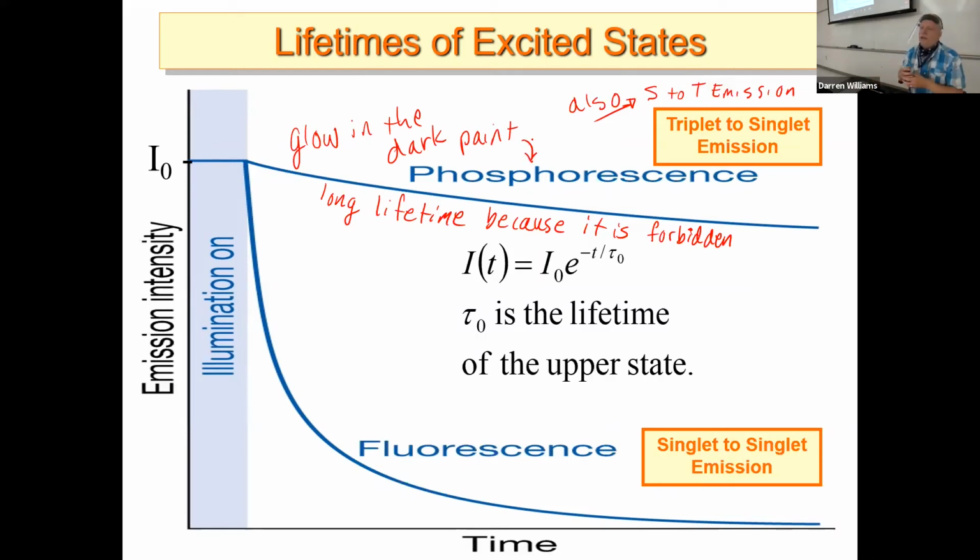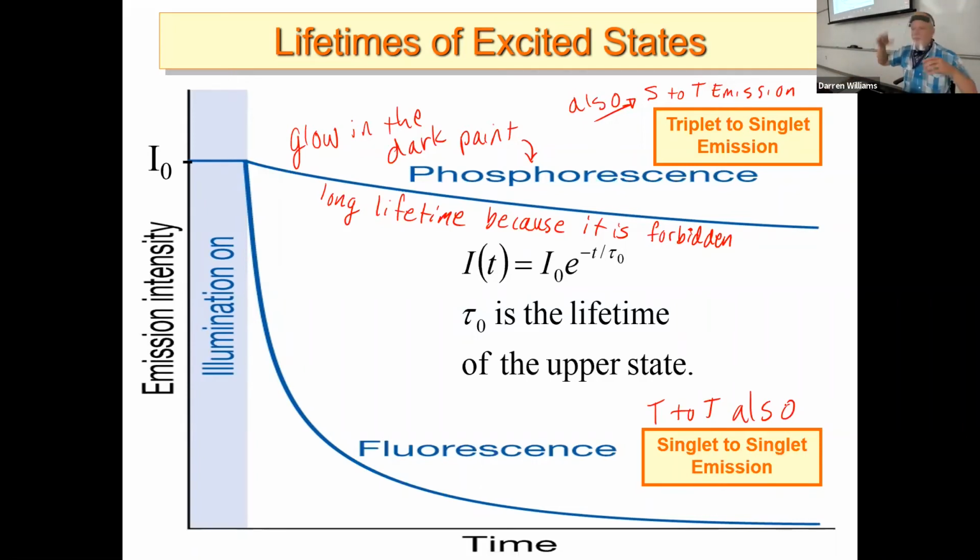Fluorescence can be very fast. I mean, 10 to the minus 10 seconds or so, 10 to the minus 12, sometimes 10 to the minus 15. So singlet to singlet emission, also triplet to triplet. So anytime there's emission from the same spin, so triplet to triplet or singlet to singlet, that's fluorescence. So these are radiative because they're emitting light. So that's what the main thing is.